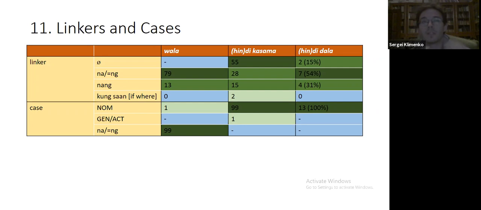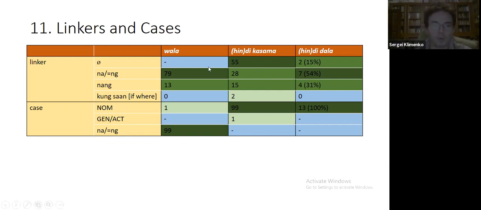It's not just that these constructions didn't show up in the sample without a linker, but I tried to look for some Caritive constructions with wala without a linker, and it doesn't seem to be possible in Tagalog. On the other hand, it is possible for constructions with kasama and dala, and in the case of kasama, it's even the dominant strategy. Caritive constructions with kasama are predominantly used without any linker. This is quite important for Tagalog.